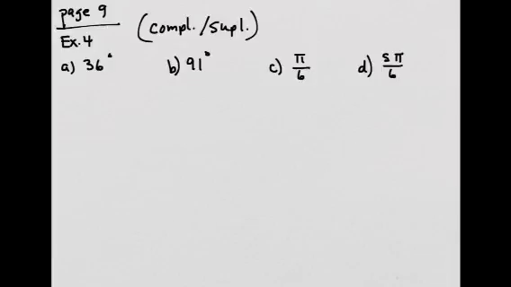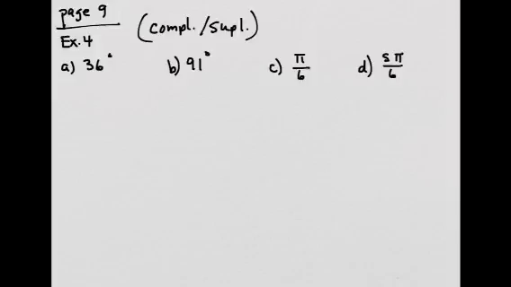Alright, so example 4 on page 9 reviews with you guys the concept of supplementary and complementary angles. Remember from Integrated 2 or Geometry, you learned that complementary angles are two angles that add up to 90 degrees, and now with radians that would be the same as pi over 2. And supplementary angles are two angles that add up to 180 degrees. In terms of radians, it would be pi.